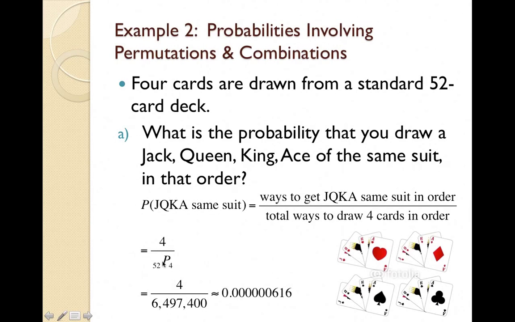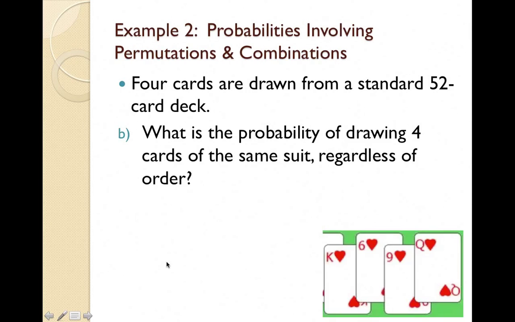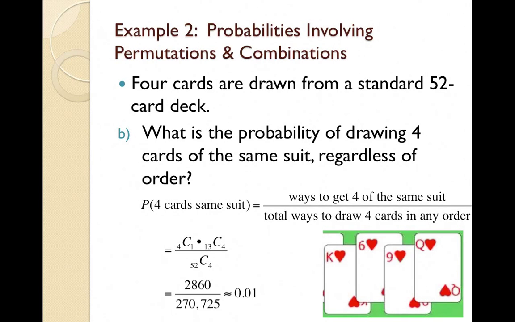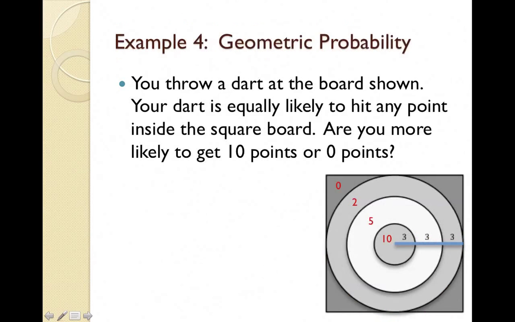Right? Not the permutation that we had here, where we had 6 million different ways because order made a difference. Here, order doesn't make a difference anymore. We can get 4 cards in any order. So as a combination, our denominator is going to be 270,725. And when we divide this out, we end up with a decimal of about 0.01, which is about 10%. So you have about a 10% chance of this happening. Much better chance than our previous example.